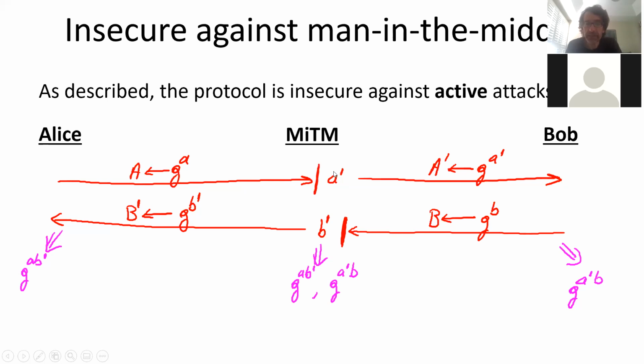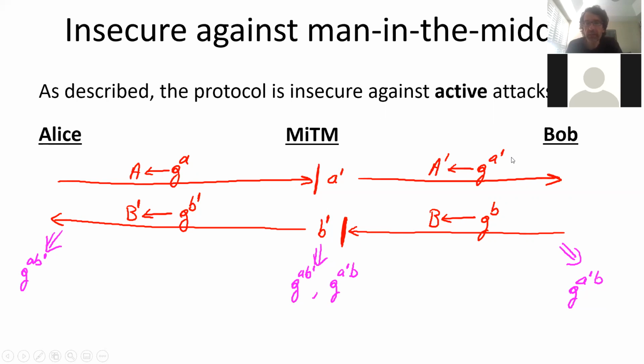So Alice and man in the middle. What he will do is, Alice sends g to the a, and man in the middle just follows Bob's protocol. He chooses a b prime, and he sends g to the b prime. So he's a party in the protocol. Of course, because he just follows Bob's algorithm, he's going to compute this value, right? Essentially, from Alice's point of view, there is no difference between man in the middle and Bob.